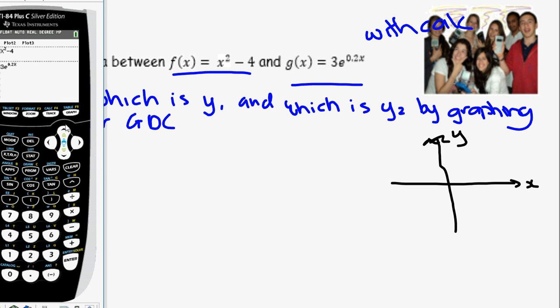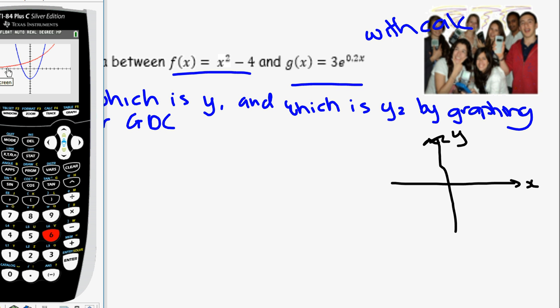And I'll show you what it kind of looks like. Just to check, I've got mine on Zoom Standard. Remember Zoom Standard? Zoom 6 just sets it from -10 to 10 on here, -10 to 10. So mine's on about that setting, and this is what they both look like. Which one do you think is 3e to the 0.2x, the blue one or the red one? The red, yeah, good. So you can identify an exponential function. Exponential functions have what kind of thing here?